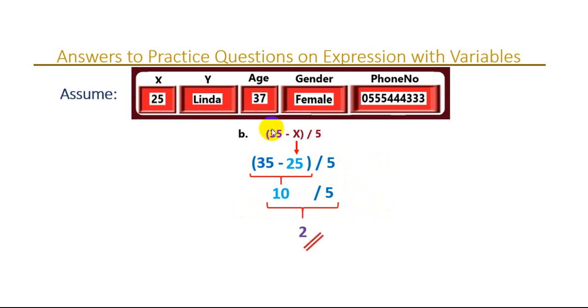So if we have an expression like this, open bracket 35 minus X, close bracket, divided by 5, and X contains 25, this is the answer. If X contains some other value, this obviously will differ because you have to substitute that particular value. For example, if this was say 95, then we put 95 here and evaluate the expression. Okay, just remember. So this is our B question. Then the third one.